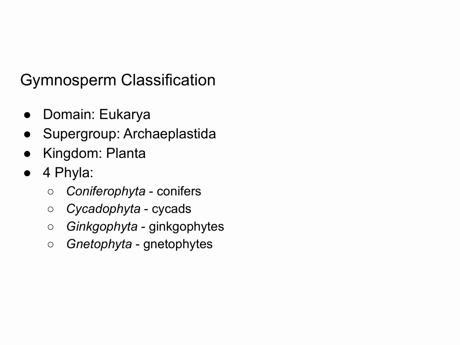So let's take a quick look at the classification of gymnosperms. Remember, here we're talking about taxonomy. And remember that in taxonomy, we start with these broader categories, and then we come narrower or more specific as we go through the classification scheme. So the broadest classification is the domain, and gymnosperms are in domain Eukarya. Remember, we've learned about two other domains already this semester. We've learned about domain Bacteria and domain Archaea. And then Eukarya is the next one.